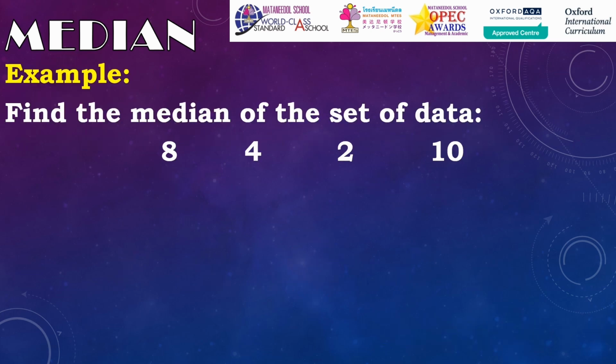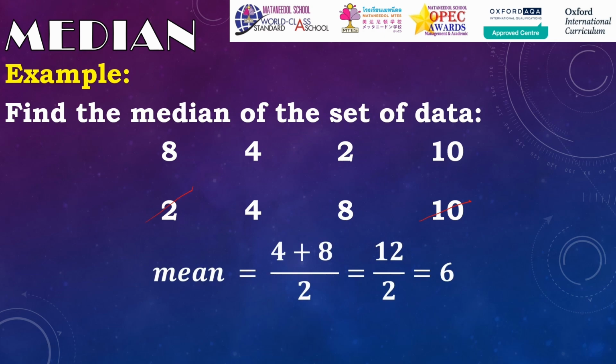What if we have an even set of data? If there are two middle numbers, let's try this one. Find the median of the data set 8, 4, 2, and 10. We have 2, 4, 8, and 10 if we arrange this. So this and this, we cancel it. So we have two middle values. If there are two middle values, we have to find the average or the mean. So the mean would be 4 plus 8 divided by 2. So 4 plus 8 is 12 divided by 2. The median is 6.